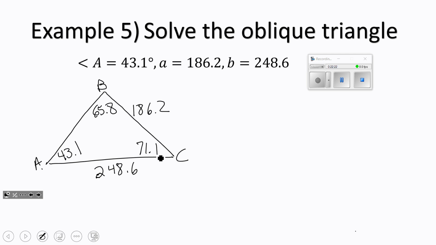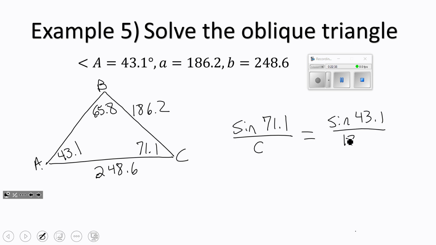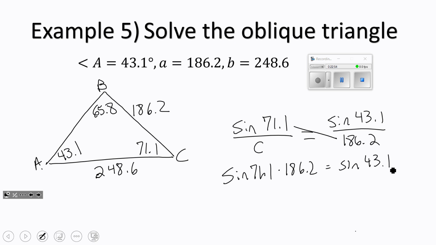So I want to find C, so I'm going to use that. Sine of 71.1 divided by C. Which side did you use? Which other pair? Okay. So sine of 43.1 divided by 186.2. Okay. I'm going to cross multiply. All right. So this is the sine of 71.1 times 186.2 equals the sine of 43.1 times C.